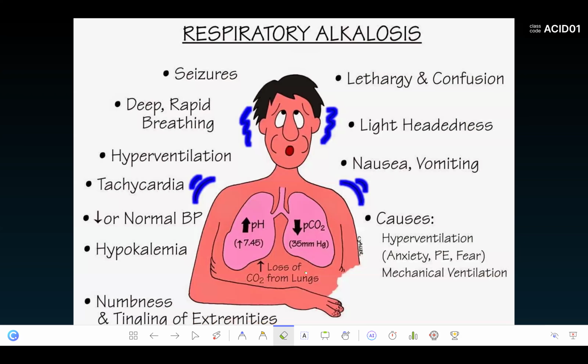In respiratory alkalosis, we can have seizures, deep, rapid breathing, hyperventilation, so we're blowing off way too much acid, tachycardia, decreased or normal blood pressure, hypokalemia, numbness and tingling of the extremities, lethargy and confusion, lightheadedness, nausea, and vomiting. Some of the causes can be hyperventilation caused by anxiety, pulmonary embolism or fear, and issues with mechanical ventilation, where we're blowing off too much CO2.